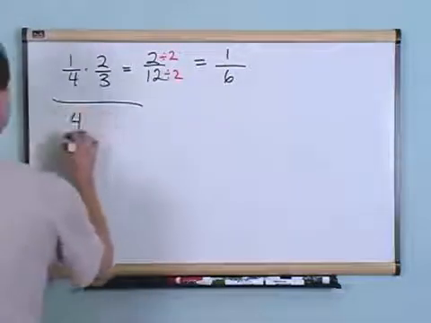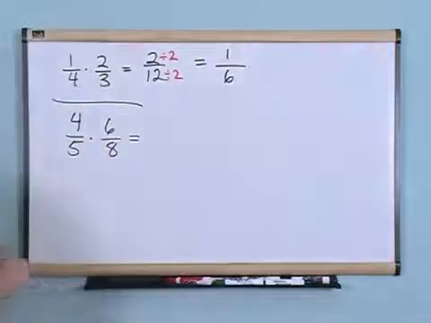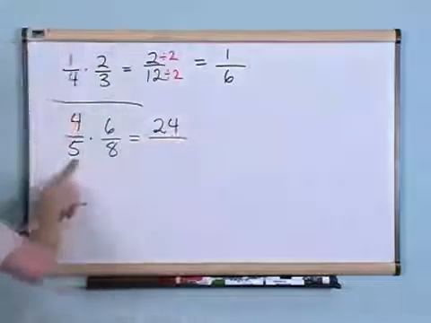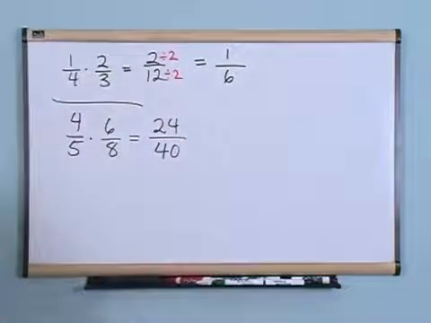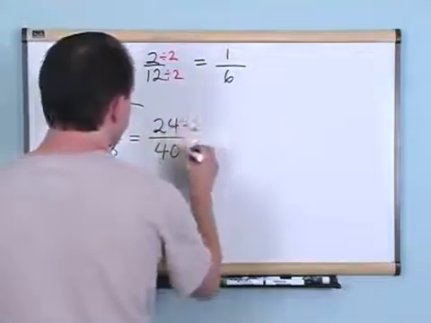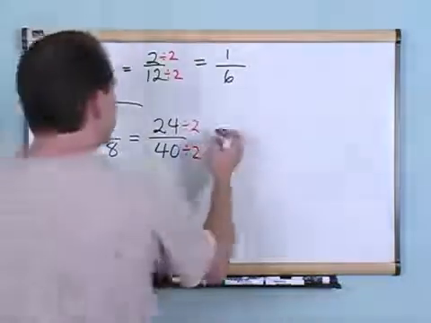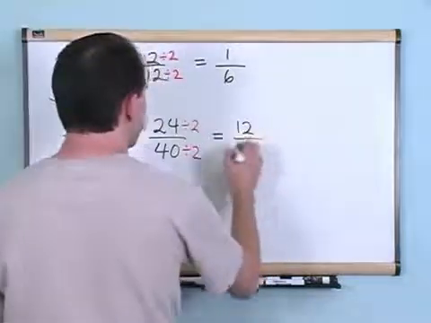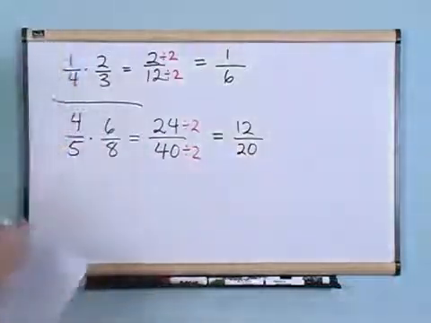What if you had 4/5 times 6/8? Again, multiply the tops. 6 times 4 is 24. Multiply the bottom. 5 times 8 gives you 40. And then you always have to ask yourself, can I simplify? Yes, I can. I know that I can divide the top by 2, so I'm going to divide the top and the bottom by 2, and I'm going to see where that gets me. 24 divided by 2, you can figure out by looking at your times tables, is going to be 12. And 40 divided by 2 is going to be 20.